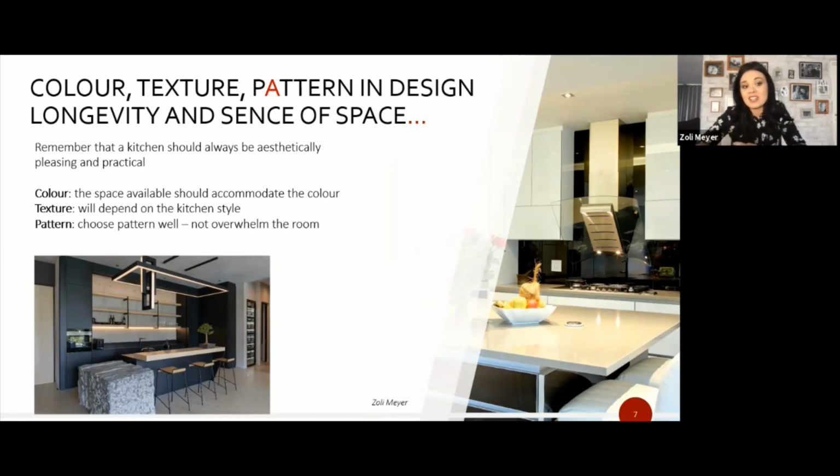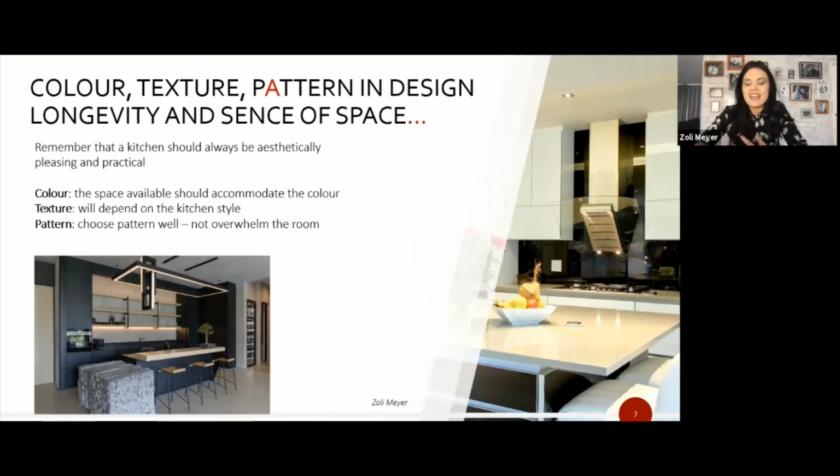Texture, I feel with kitchens, comes in a lot with the style of the kitchen that you're doing. So if you're doing a modern kitchen, you're going to use sleek, smooth finishes. When you do something a bit more rustic, you can bring in more textures. Rough textures for a rustic design. So I think texture really depends on the style of the kitchen that you're doing.